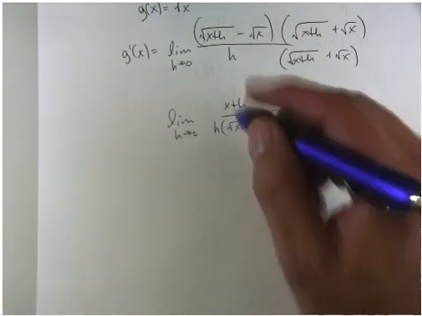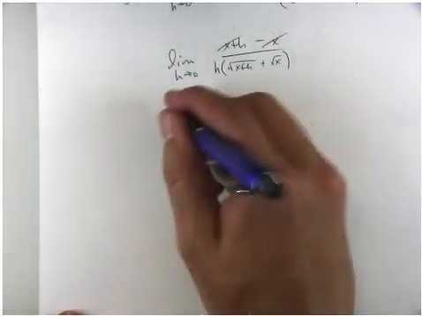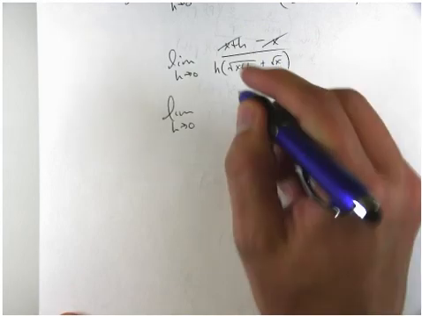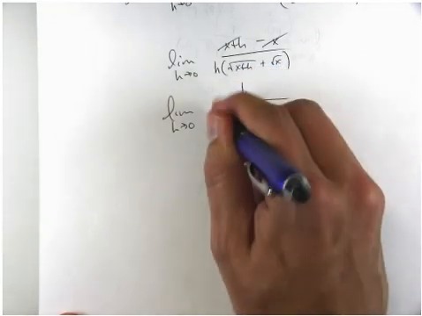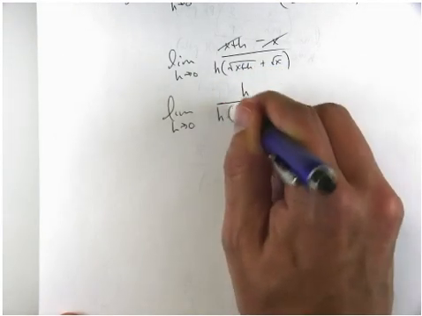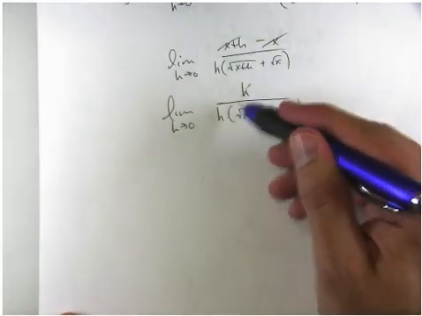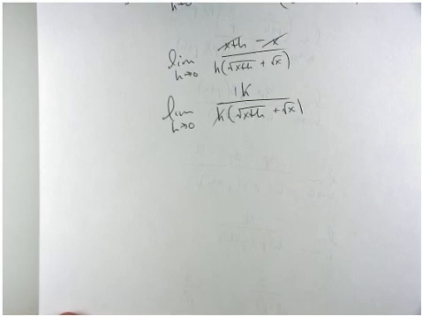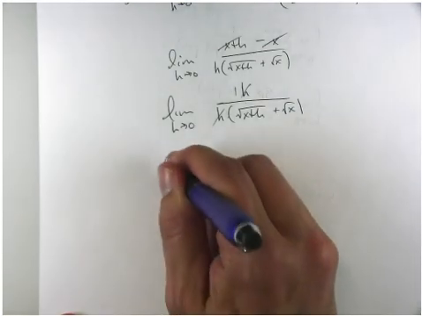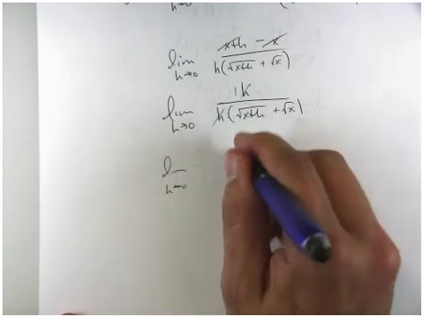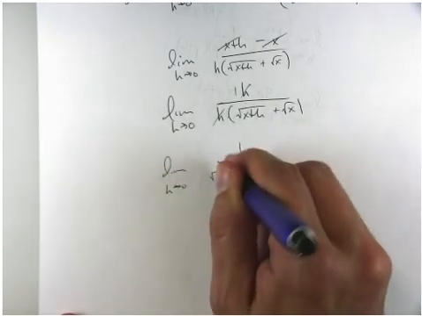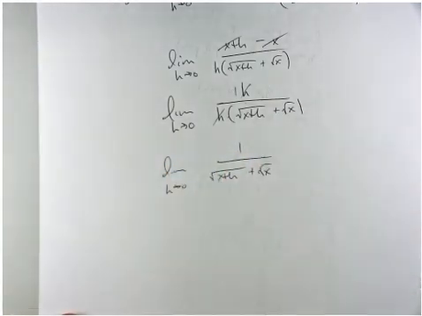And once again, the algebra helps me out. X minus x is 0. We have the limit as h approaches 0 of h divided by h times the square root of x plus h plus the square root of x. And I have these common h factors, which divide out to get 1. And I just have the limit as h approaches 0 of 1 divided by the square root of x plus h plus the square root of x.